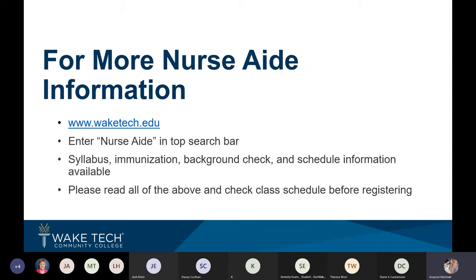For more information about our nurse aide program, you can visit the Wake Tech homepage, which is www.waketech.edu. Once you're there on the homepage, up at the top of the screen above the Wake Tech Torch logo, there's a search bar and you can just type in nurse aide and hit enter there. That'll give you search results and you can specifically click on Nurse Aide 1 or Nurse Aide 2, depending on which one is applicable to your interest.